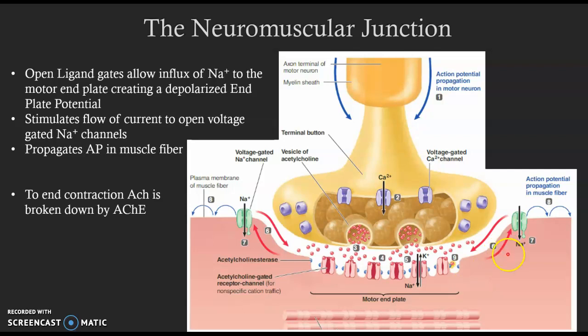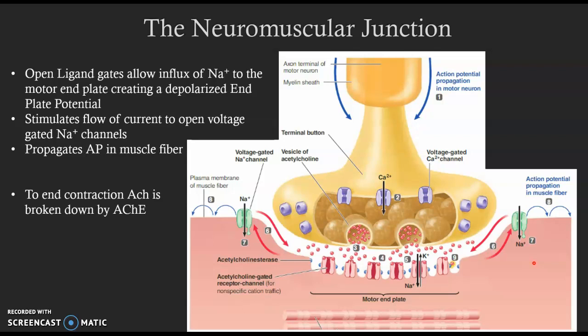And that local flow of current, which we see over here, is going to open more voltage-gated sodium channels, which should sound familiar as kind of the start of propagating an action potential across a membrane. So as the sodium influx depolarizes that muscle cell further, now we have the ability to propagate that action potential further so that then it can stimulate those sarcomeres to contract ultimately.